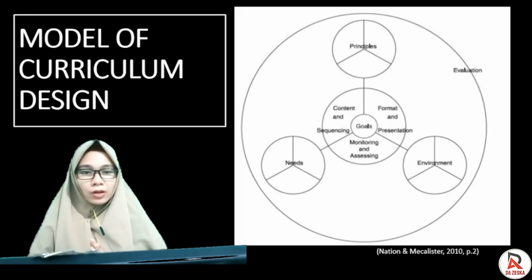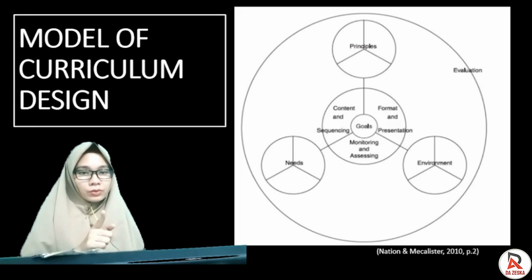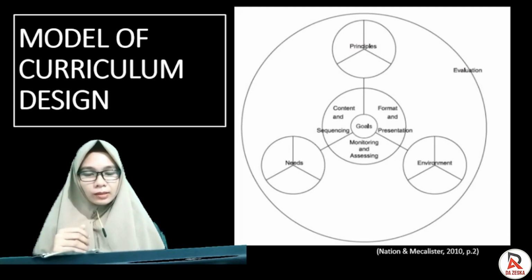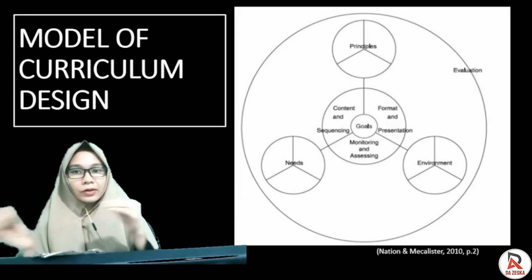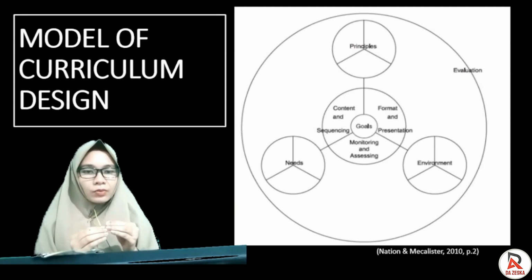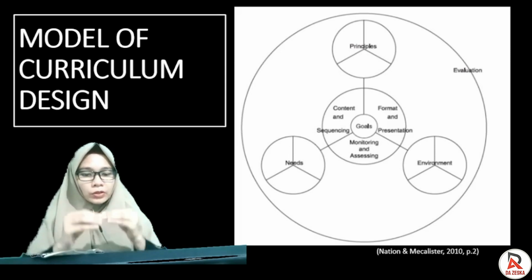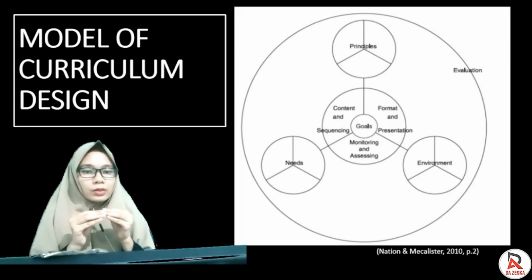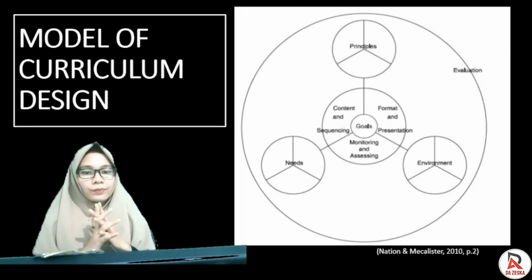And there is no hierarchy. You don't have to go to any specific circle first, but you just need to understand that you can go and then go back. Okay, do you understand what I mean? When you have the principles for your teaching, you will refer them to your goals, or you create the goals and then you think about the principles. So it could go each way, because they are correlated with each other.